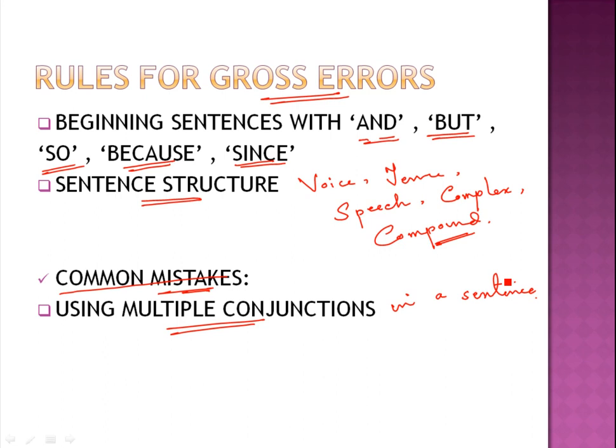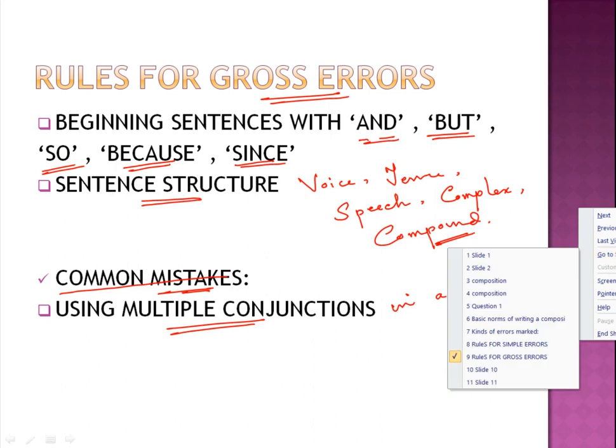And that's a very, very, very common mistake I find in papers. Okay. If you go back to your school exam sheets, I think you will find the same mistake done by you. So please be careful when we are writing a paragraph. We are not using multiple conjunctions in a sentence. The first conjunction will be taken into account. After the first conjunction, all the second ones will be taken as errors. Okay. So please be very, very careful about it.